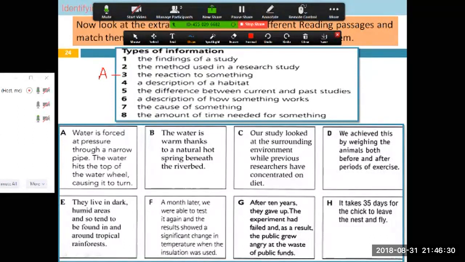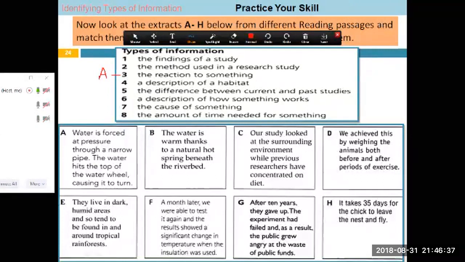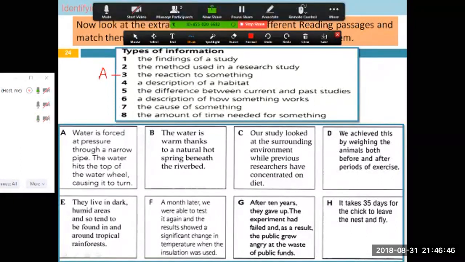The difference between the current and the past studies? No. A description of how something works? Yes, it could be. I'm writing A here. Now, the cause of something? No. The amount of time needed for something? No.